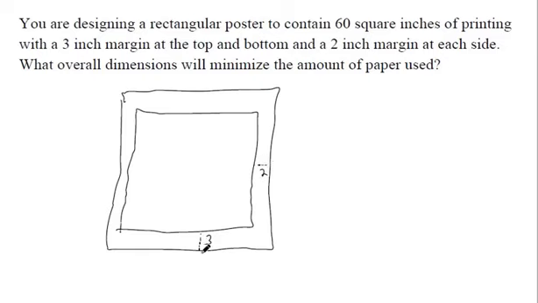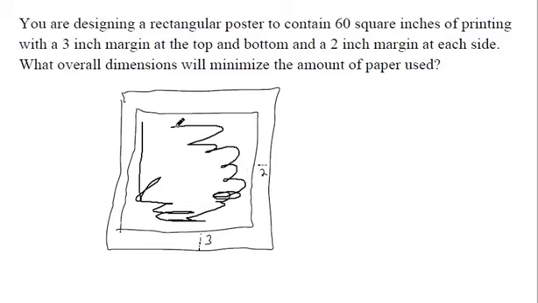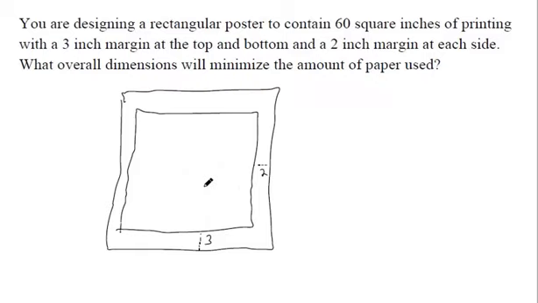But what they're saying is there's a 3-inch margin it can't print on the top and the bottom, and a 2-inch margin on each side that it can't print on. But they said, yeah, we've got those margins, but it's supposed to have 60 square inches of printing. So all this area on the inside, away from the margins, the printing area needs to be 60 square inches. Okay, so the problem is we don't know the overall dimensions.